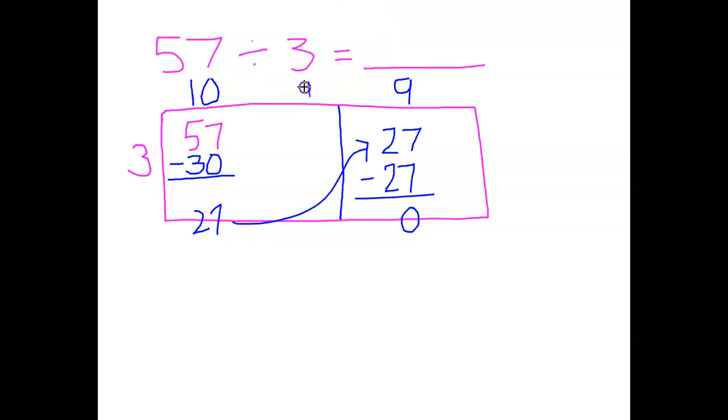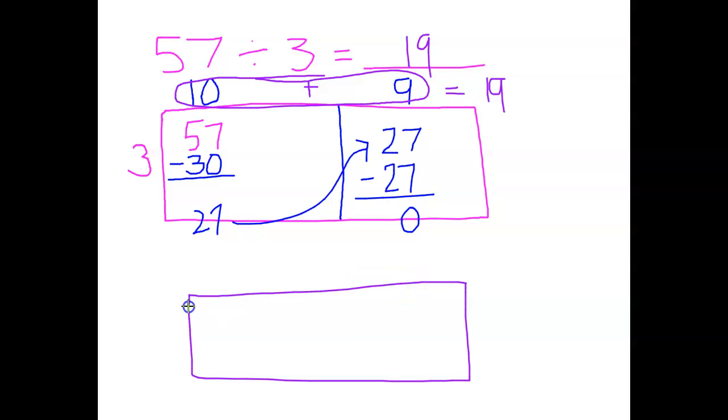So I'm going to do 10 plus the 9. And what is typically a factor right here for multiplication is now going to become my quotient. So in this case, this is 19. And just so that you know, if I was doing this with multiplication, like 3 times 19, it should look very similar to the area model that we have above.